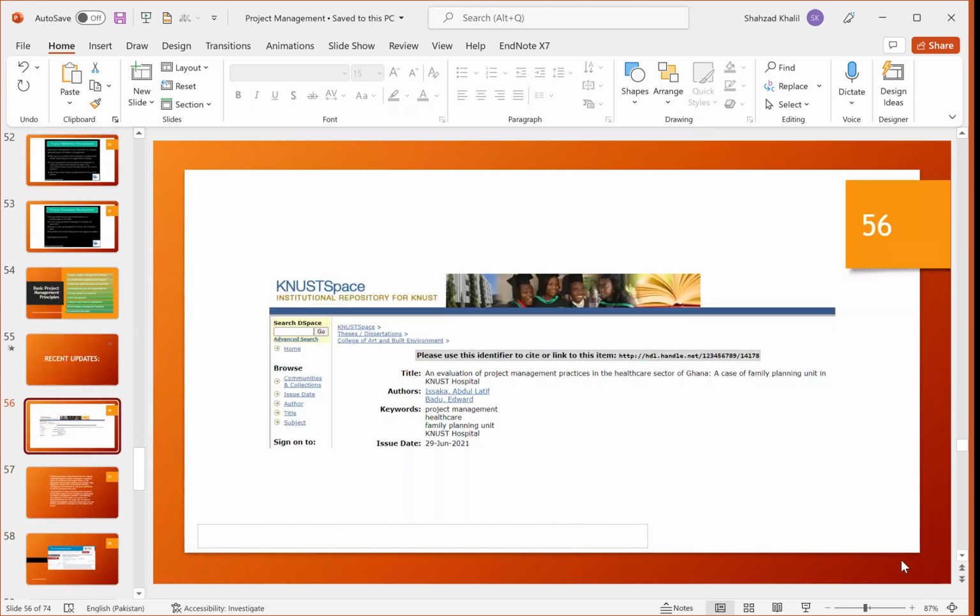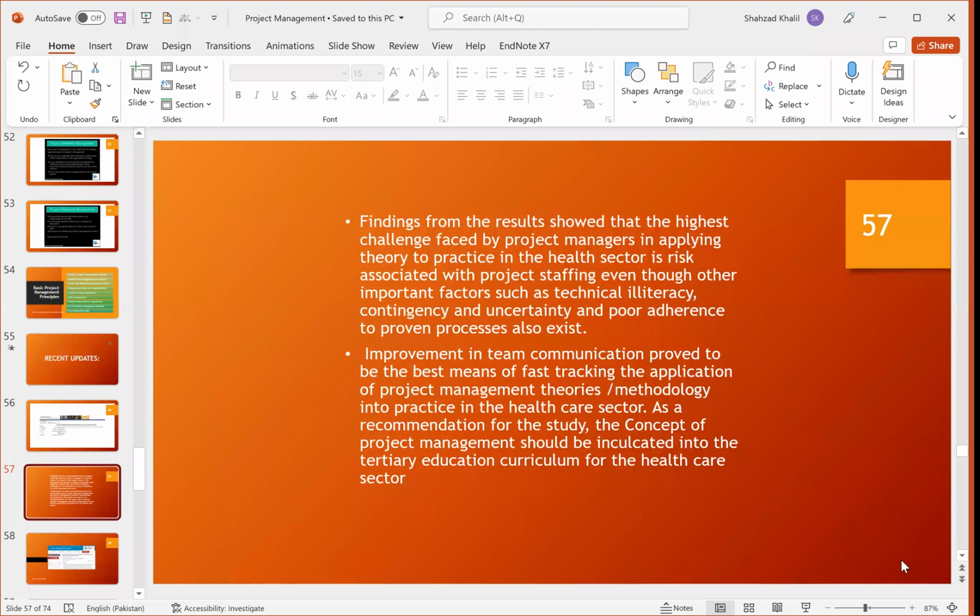Recent updates. One article is an evaluation of project management practices in the healthcare sector of Ghana, a case of the family planning unit in Nust Hospital. Findings from the research showed that the highest challenge faced by the project manager in applying theories to practice in the health sector is risk associated with project staffing, even though other important factors such as technical illiteracy, contingency and uncertainty, and poor adherence to proven processes also exist. Improvement in team communication proved to be the best means of fast tracking the application of project management theories and methodology into practice in the healthcare sector. As a recommendation for the study, the concept of project management should be inculcated into the tertiary education curriculum for the healthcare sector.